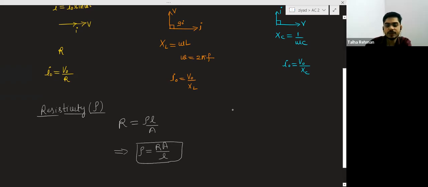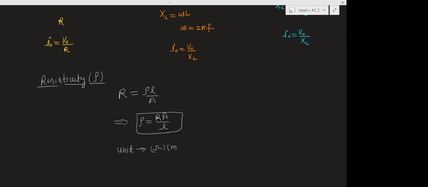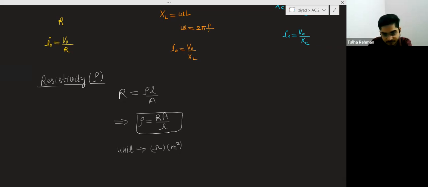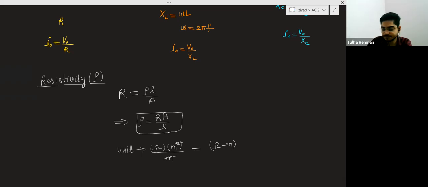Now if anyone wants to know the unit of resistivity, then also we can calculate. So resistivity, this is resistance, this is area, this is length. Now I am talking about the unit. What will be the unit? Here is resistance. Unit of resistance is ohm. Unit of area is meter square, divided by unit of length, which is meter. So meter and meter square will be cancelled out. So the unit of resistivity will be ohm meter.